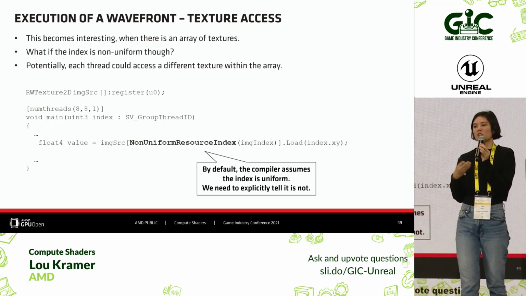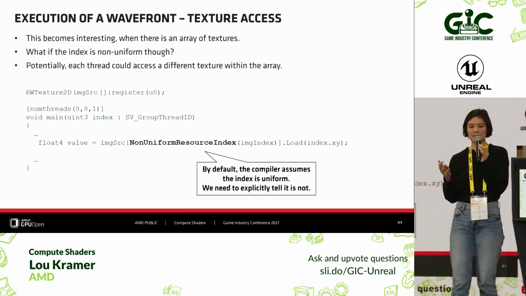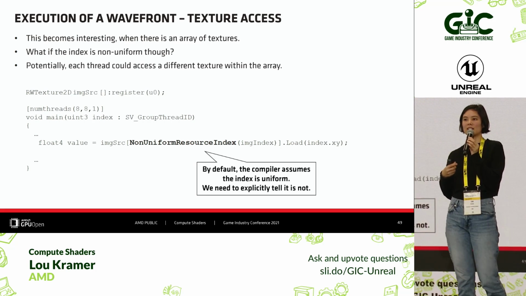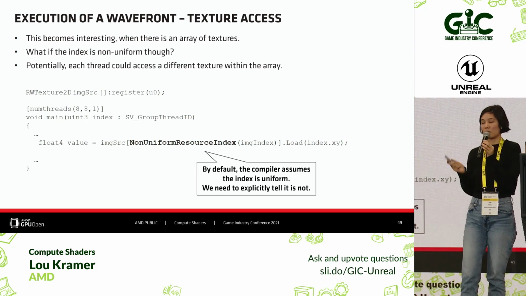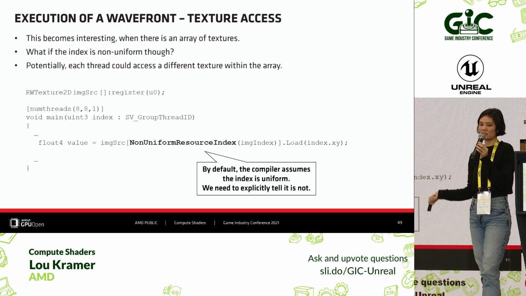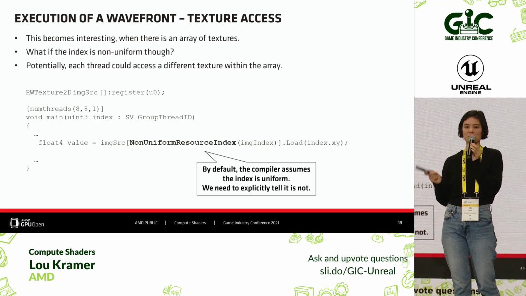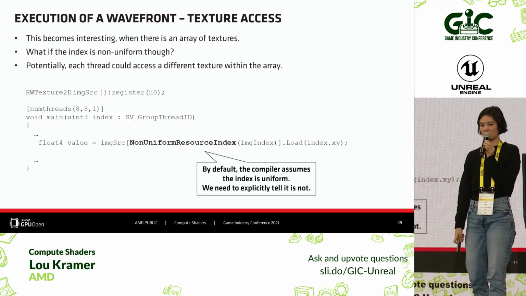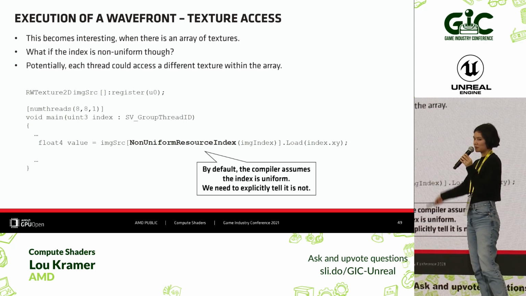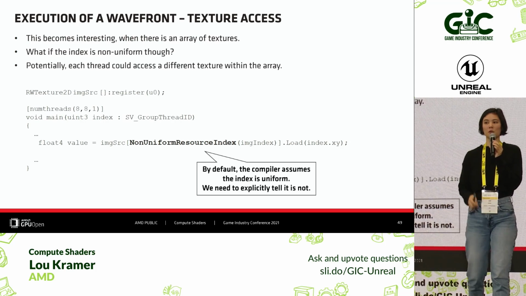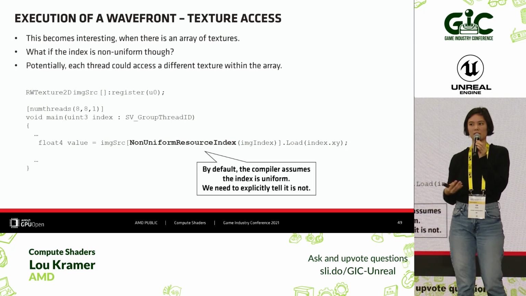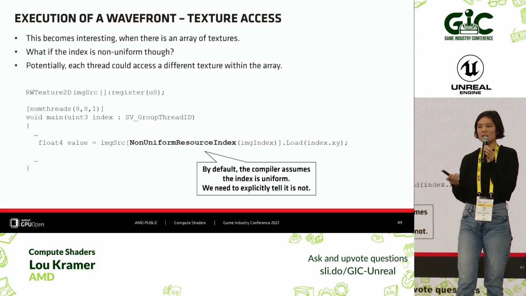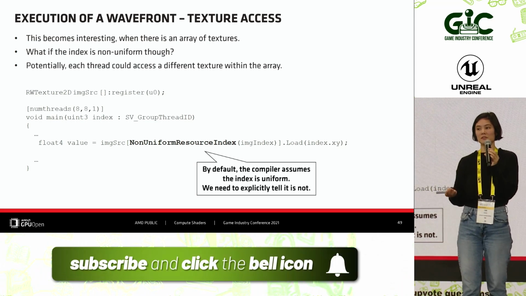This wasn't possible for many years, but at some point you got this feature that you could pass a non-uniform index. But you have to mark it, because by default, the compiler will still assume your index is uniform. So you have to specifically mark it and say, no, this index is non-uniform. This is really important, otherwise it's not guaranteed that the compiler will generate the correct code. So you mark it as non-uniform, and then potentially each thread could access a different texture within the array.